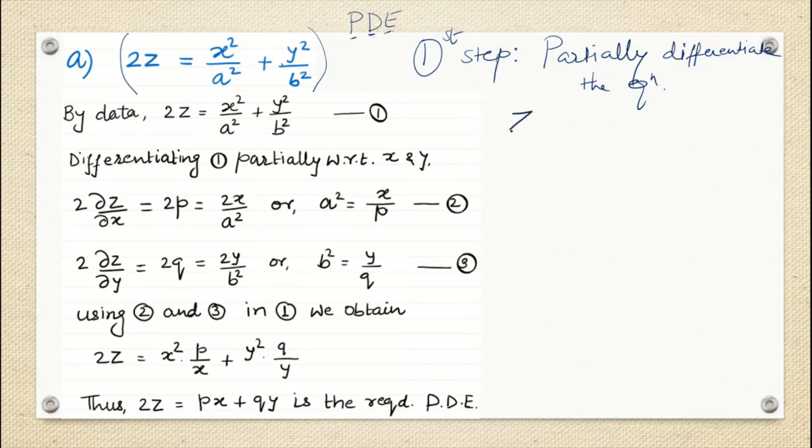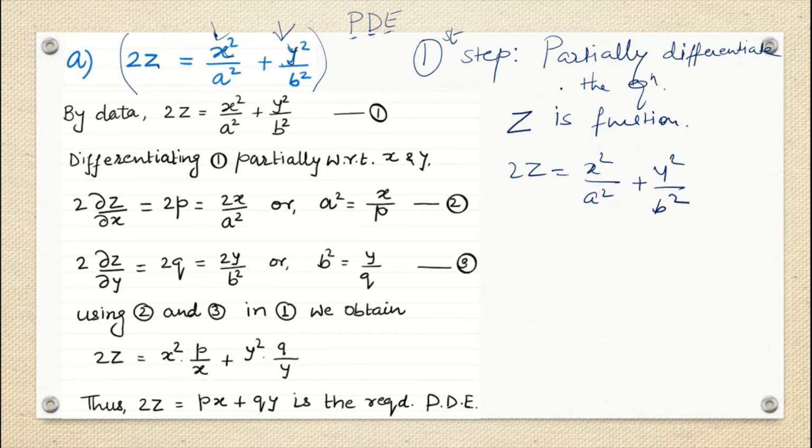z is a function, so this function only I am going to deal with in my equation. They have given us z only. Since two independent variables are given to me, I am going to find the partial derivative with respect to x and the partial derivative with respect to y. So now this is my equation: 2z equals x square by a square plus y square by b square.